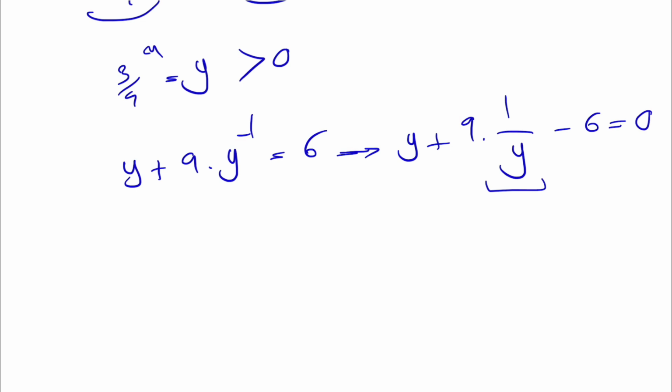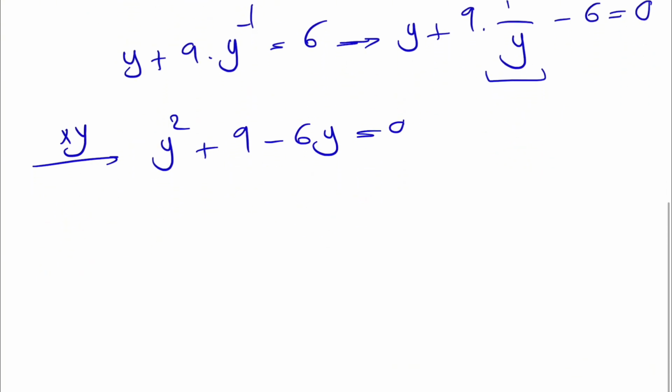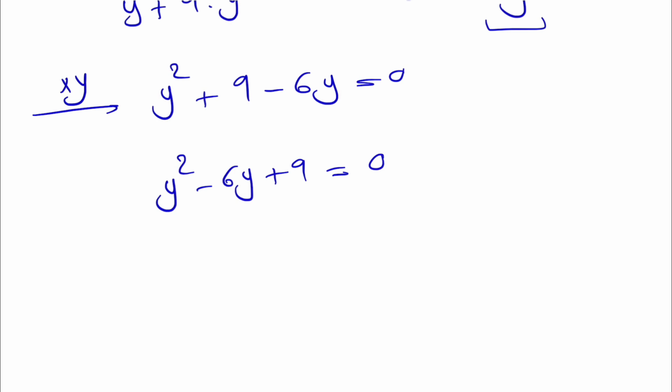We're going to multiply this by y. So from the first one, we have y² + 9 - 6y is equal to 0. And we have a quadratic equation in here that we need to figure out the answers. So there are multiple ways to solve this question. The first one is going with the quadratic formula.